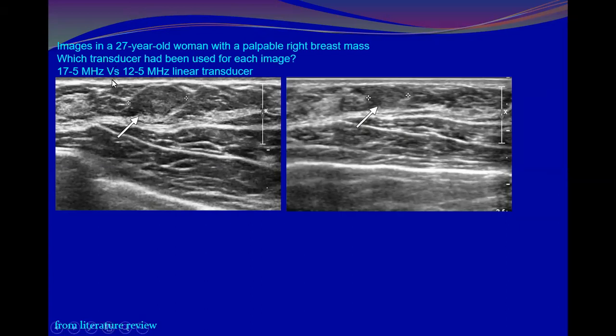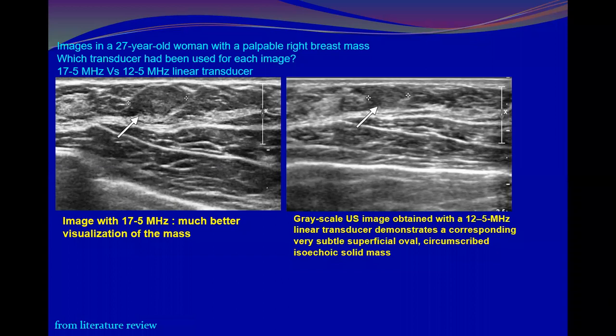Though the commonly used for the average breast is 12.5 megahertz. If you don't have the 17.5 megahertz, how can you improve the visualization of these superficial lesions? By applying pads. You are right. Applying pads to see more superficial. Pads of gel, yes. About 1 centimeter or so, a pad of gel will add more depth for the lesions, and we can use it to see the most superficial ones.